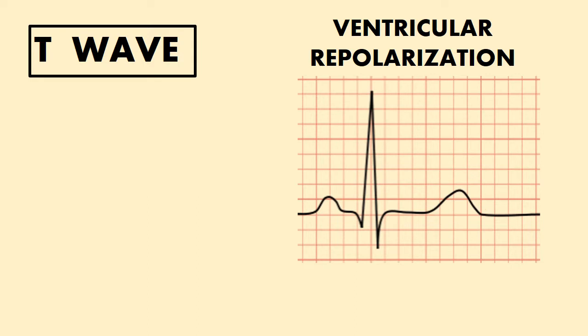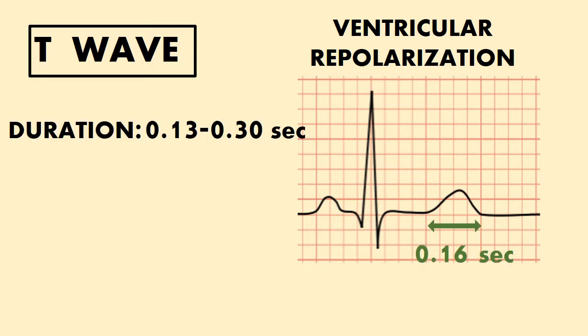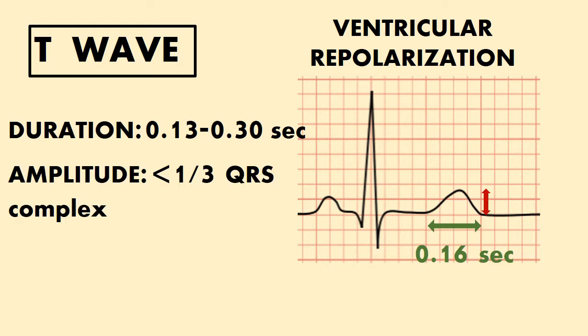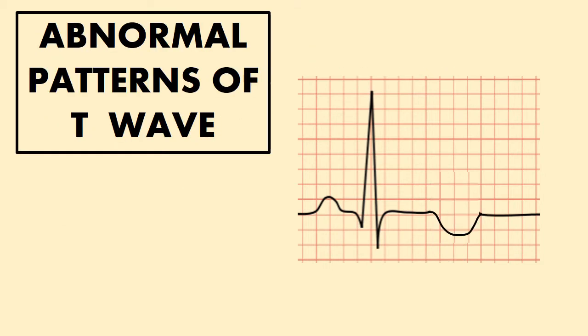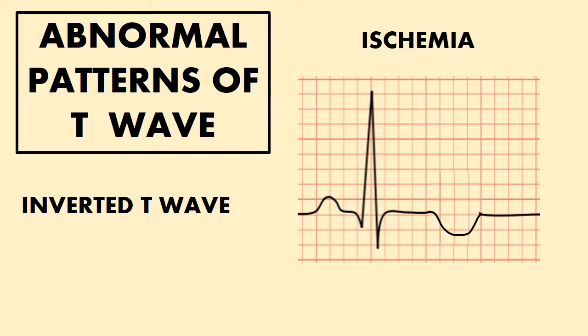The duration ranges from 0.13 to 0.30 seconds. The amplitude is less than 1/3 of the corresponding QRS complex. Abnormal patterns of T wave, such as inverted T waves, appear in ischemia.